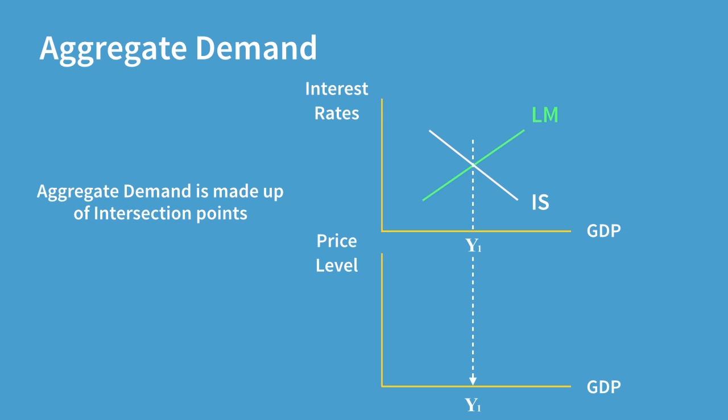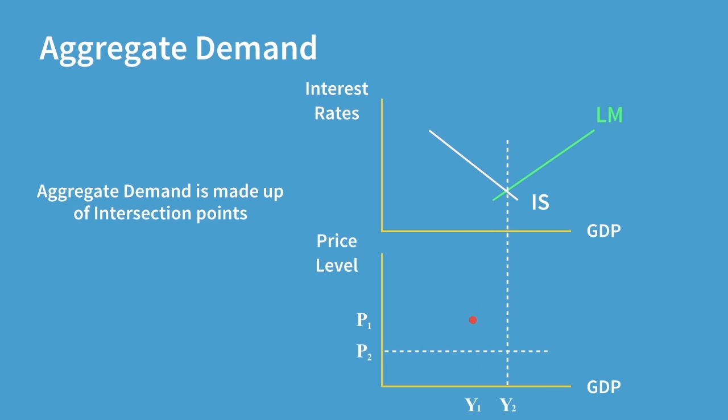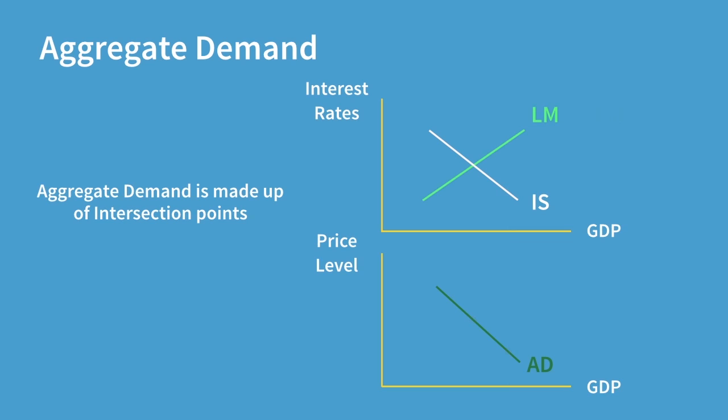Each intersection between IS and LM marks a real GDP level and a price level which exists on the aggregate demand curve. By altering the price level, we move the LM curve, creating a new intersection between IS and LM and a new point on the aggregate demand curve. At each price level, we have a different equilibrium point at the intersection of the IS and LM curves, and plotting those equilibrium points on a graph of price level versus GDP, we can draw the aggregate demand curve.